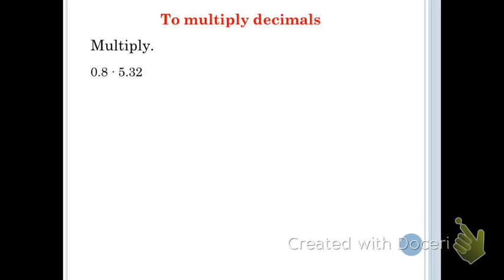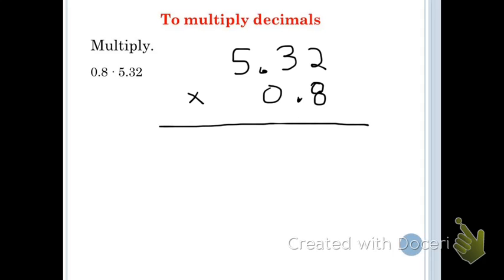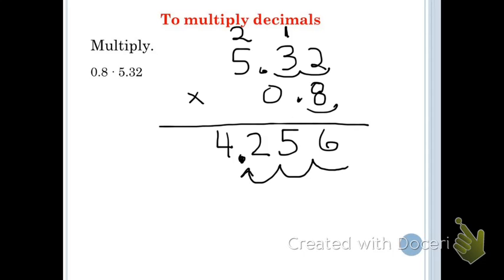Multiply 0.8 times 5.32. Notice both of those numbers are positive, so our answer is going to be positive. Since 5.32 has more digits, I'm going to put that on top. Ignore the decimal points until the end. 8 times 2 is 16. 8 times 3 is 24, plus 1 is 25. 8 times 5 is 40, plus 2 is 42. And I have 1, 2, 3 decimal places. So I have 4 and 256 thousandths.